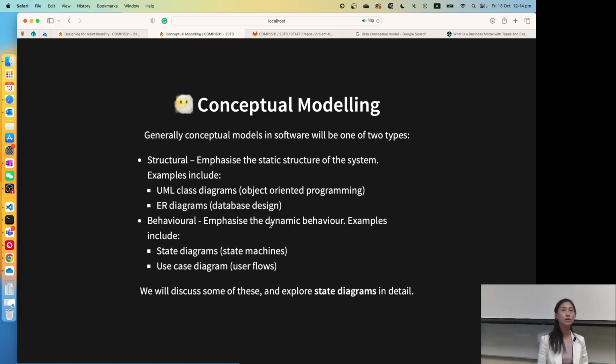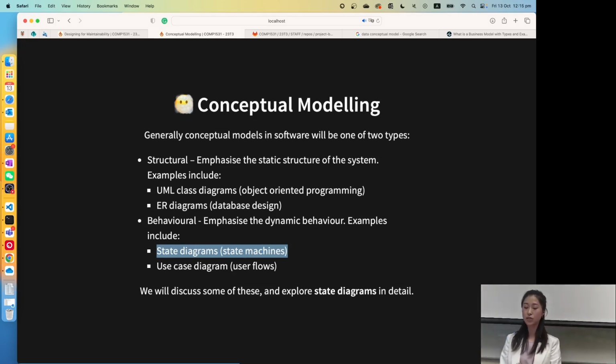Another way of conceptual modeling in software engineering is behavioral, meaning that we do not emphasize the state structure of the system, but we put more emphasis on the dynamic behavior. Like a system can move from one state to another state triggered by an event. We can model this dynamic behavior using behavioral models, including state diagrams and use case diagrams. We will focus on state diagrams today, and after we come back from Flexi Week, you will also learn how to use case diagrams.